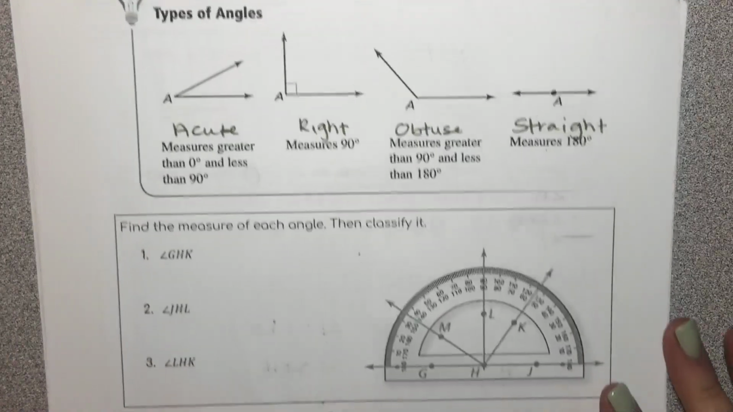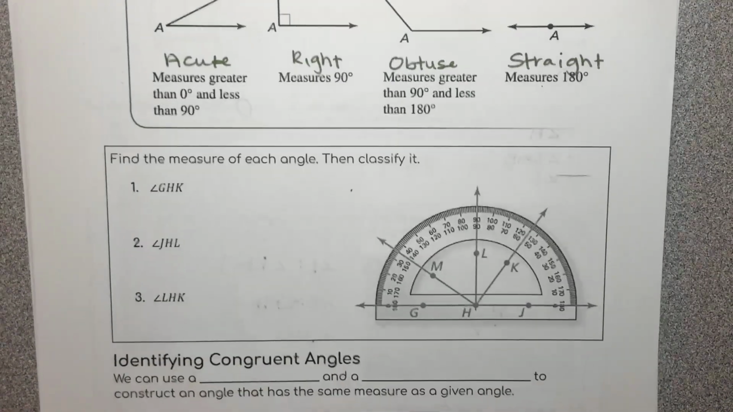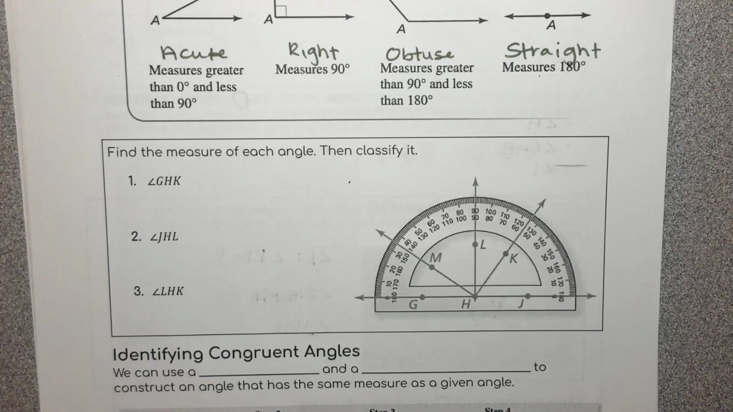Alright, so you're going to work on this example with your table. It says find the measure of the angle and then classify it. So measure means you're giving a number in degrees. Classify means you're giving it a name. So acute, obtuse, right, or straight. Go ahead and work on those 3 with your table, and then we'll come back.